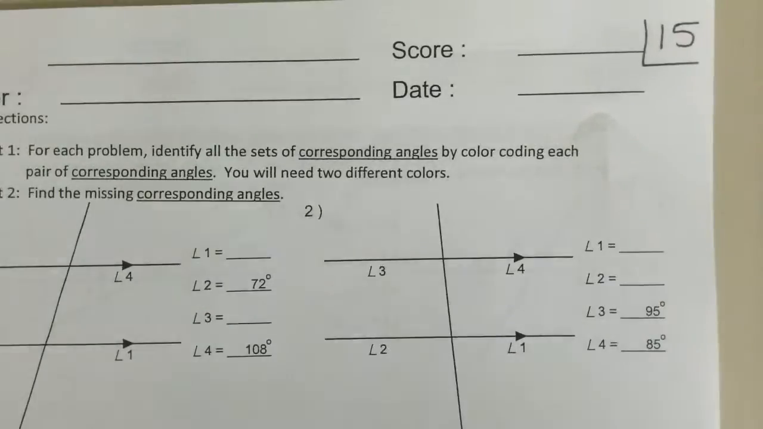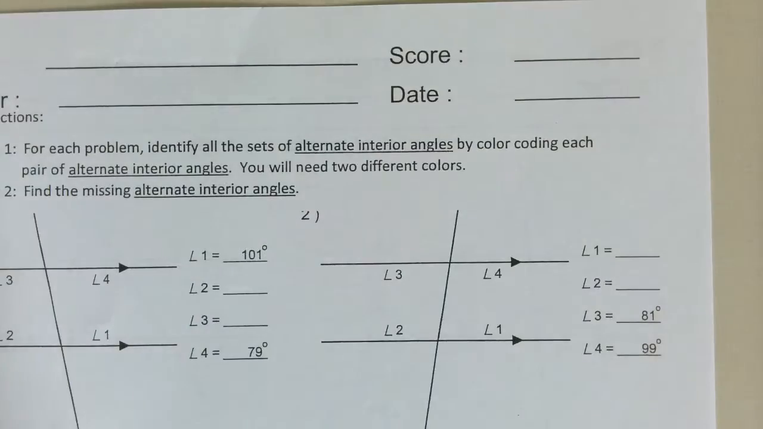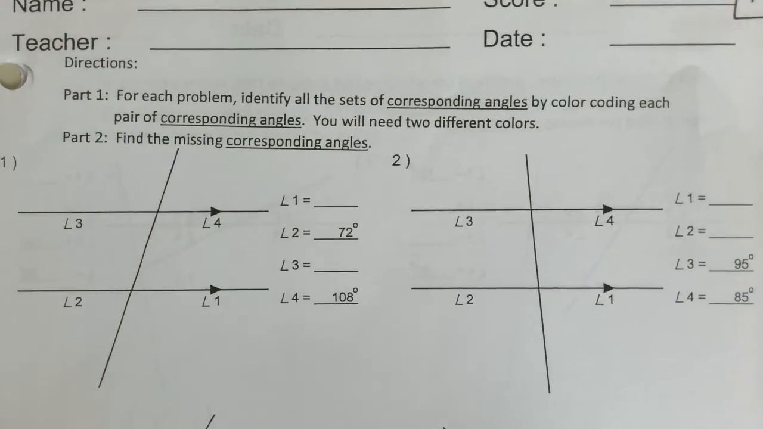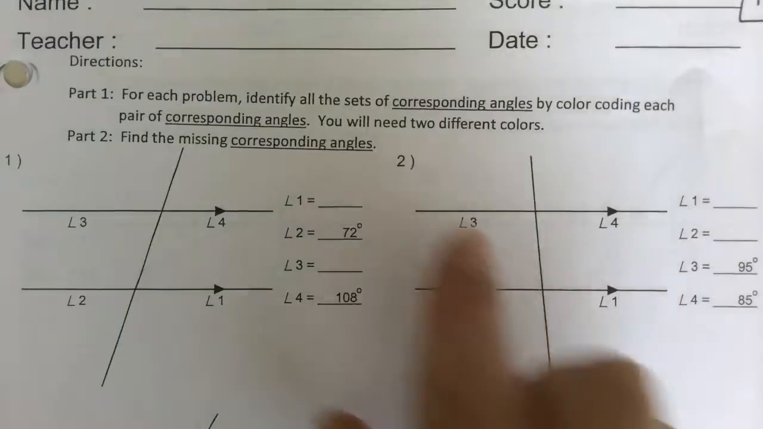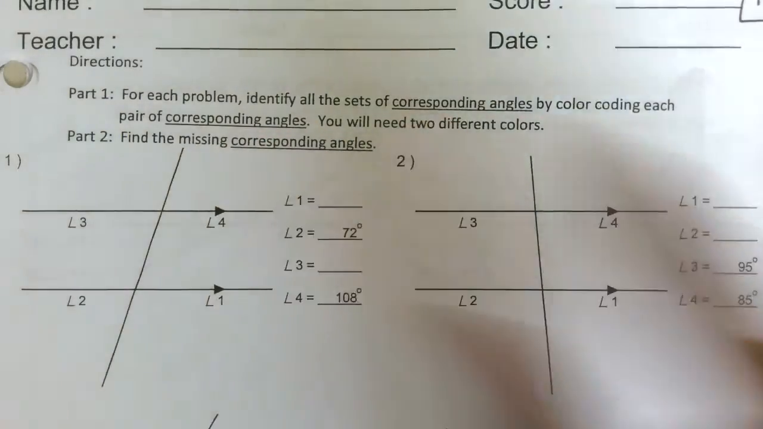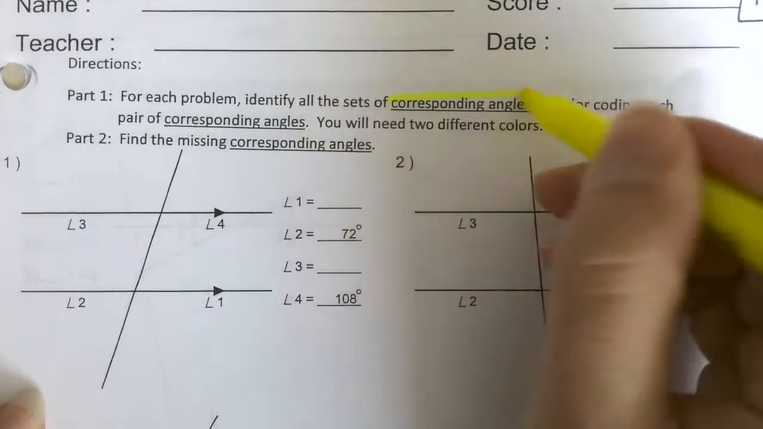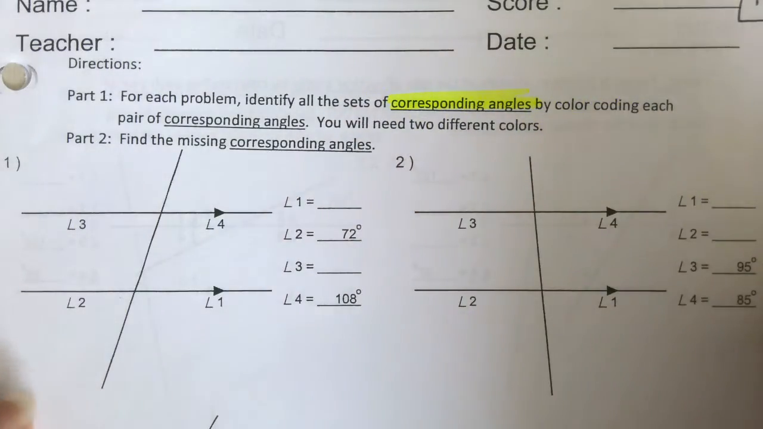We are looking at worksheet 15. There's a front, back, and then a second worksheet. These won't take you long, but I want to make sure you set them up correctly. For each of these, we're going to identify the corresponding angles. So highlight that. That's what the front page is focusing on, corresponding angles.